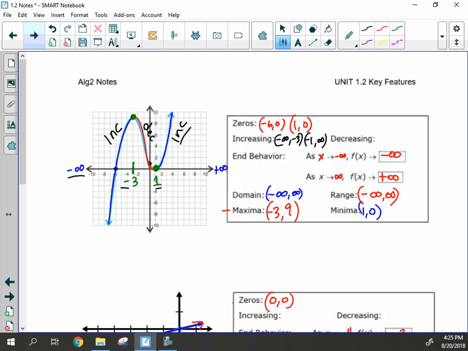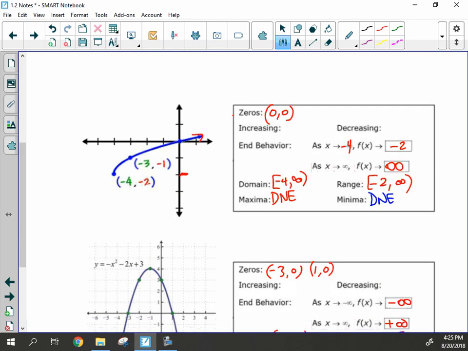So let's see, we got another one over here. This one right here, it's increasing. If you look, it's going up. It's going up forever. So where does it start increasing? It starts increasing from -4 until forever. And does it decrease? It does not exist. It never decreases. It's always going up.